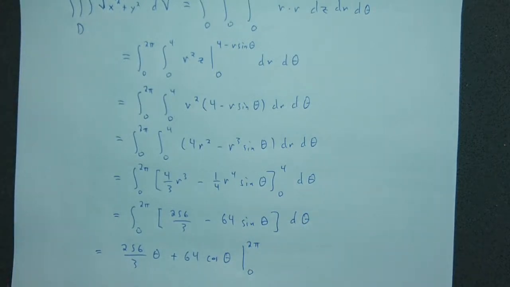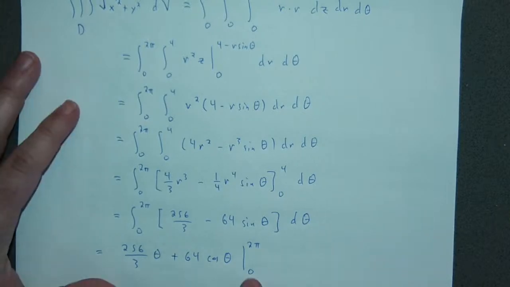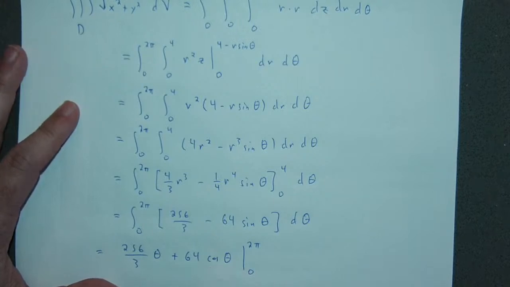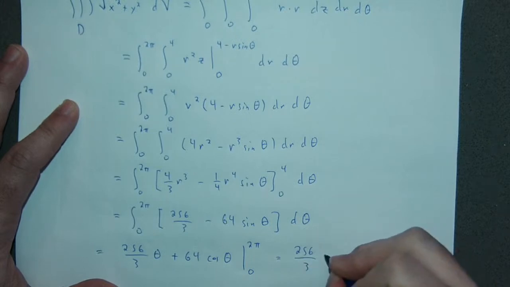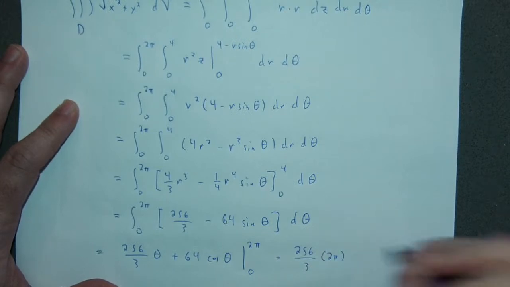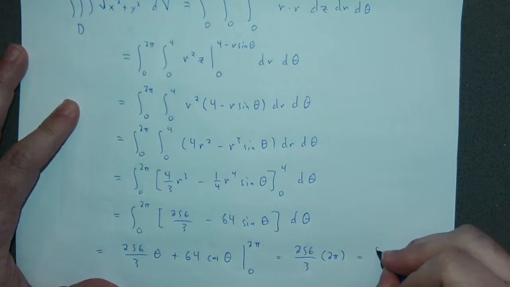Okay, so plugging in 0, I get 0 here, but I get 64 in this term, and then I get another 64 that I'm subtracting off. So I get 64 minus 64 from plugging in 0 and 2 pi into this term. Plug in 0 here, I get 0. And so the only thing that's left over from all that is 256 over 3 times 2 pi. So this is 512 pi over 3.